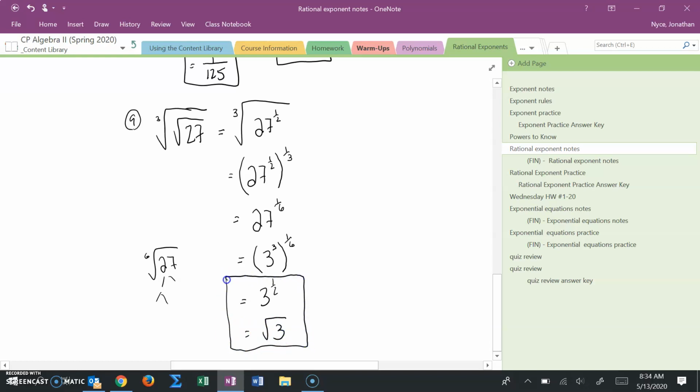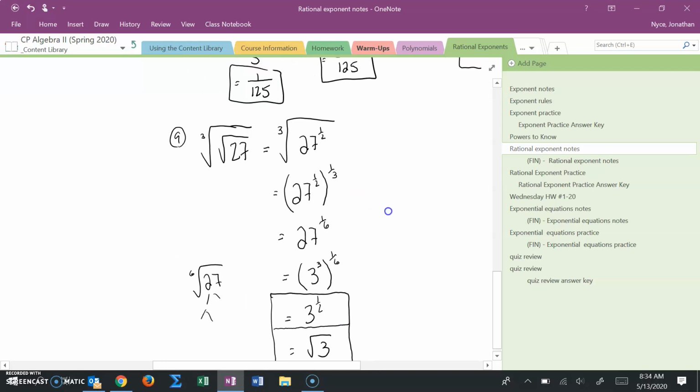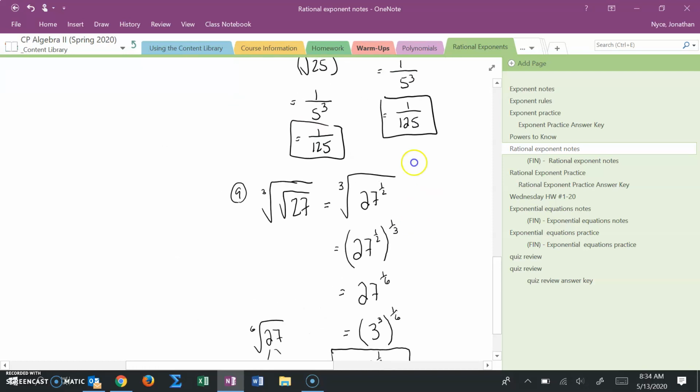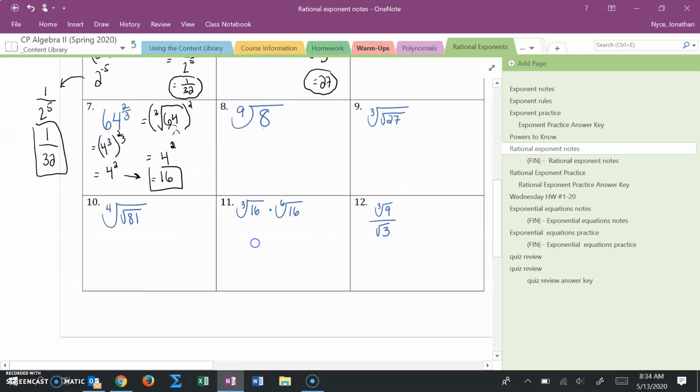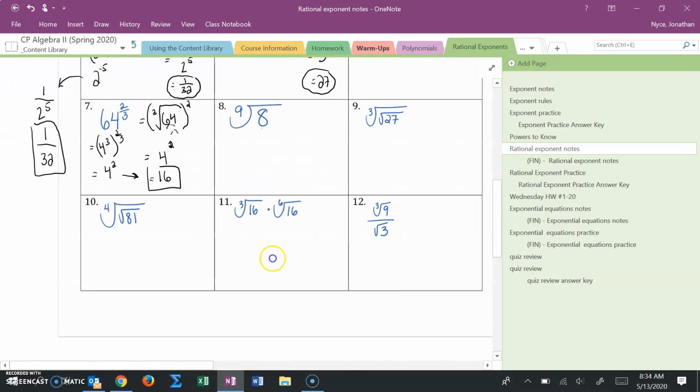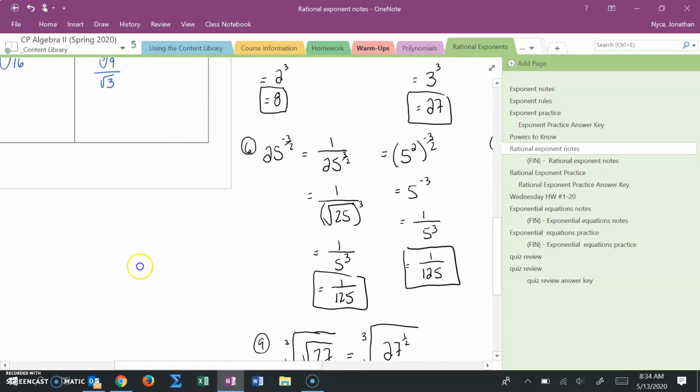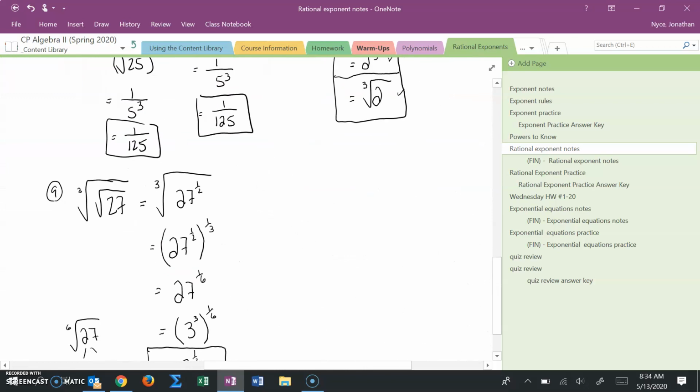Again, either one of those is fine. Depends on the directions. Simplest radical form. If it doesn't say anything, you can leave it as just 3 to the 1/2. All right, 3 more. Number 10, the 4th root of the square root of 81. The 4th root of the square root of 81.